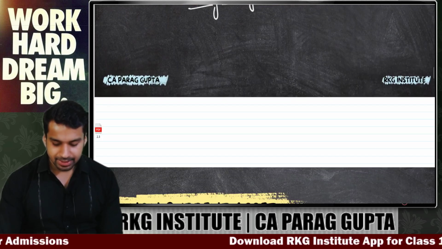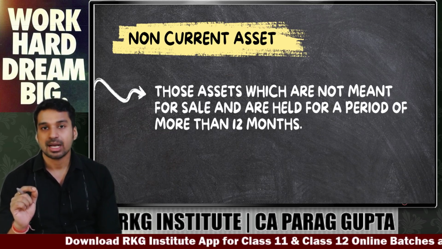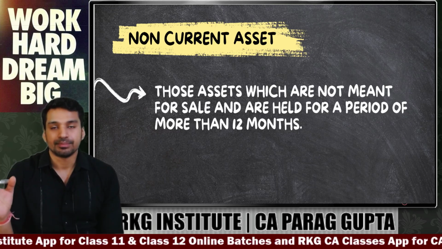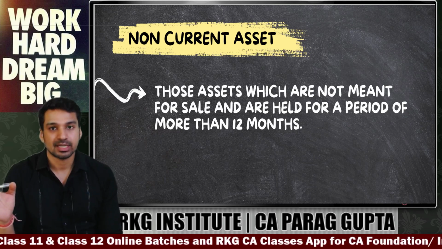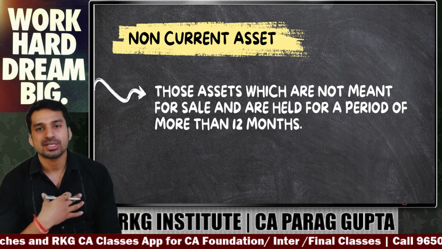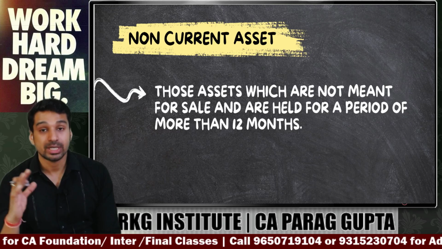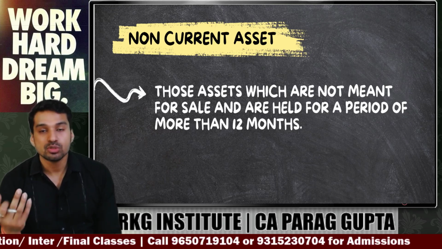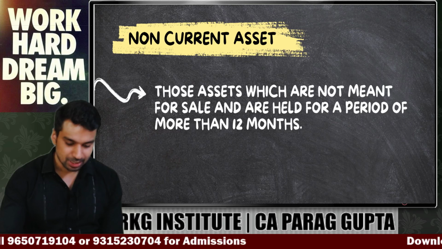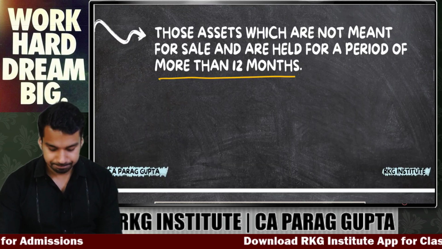Now what are non-current and what are current assets? First let me tell you about non-current assets. Non-current assets are those which you purchase for your business for the long term, let's say for 5 years or 10 years, and you have no motive to sell them off. For example, I have purchased a machine and my motive is to keep that machine for the next 5 years so that I can do the production and produce more products. So this machinery will be considered a non-current asset. I keep non-current assets for more than 12 months and they are not meant for sale.